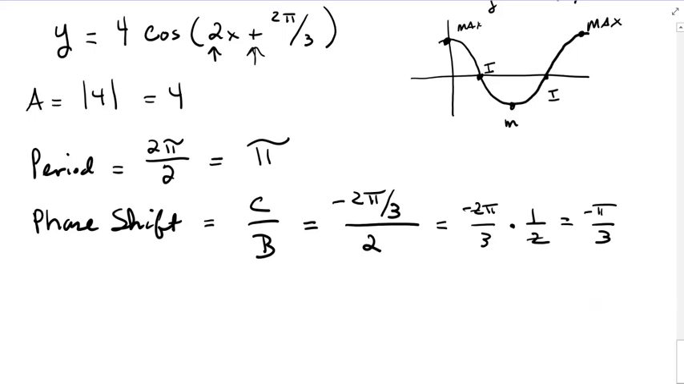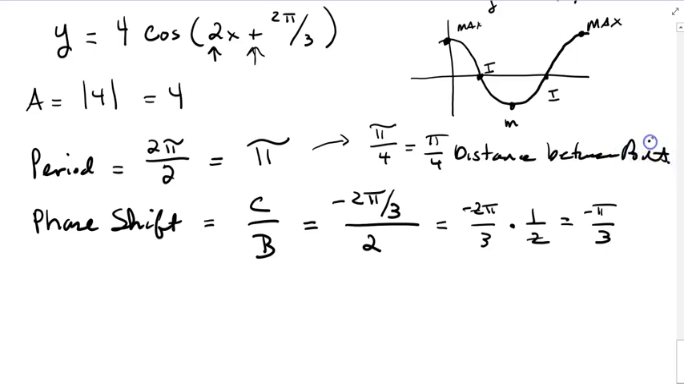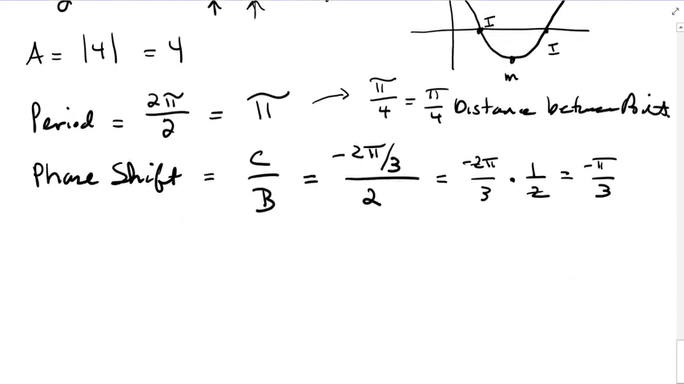Now remember what I said before. When you do get your period, you really need to break up and calculate the distance between our key values, being our max, intercepts, and mins. You get that by taking your period and dividing by 4. Well, simply pi over 4. And this again is the distance between key points: max, mins, and intercepts. Really going to be helpful.